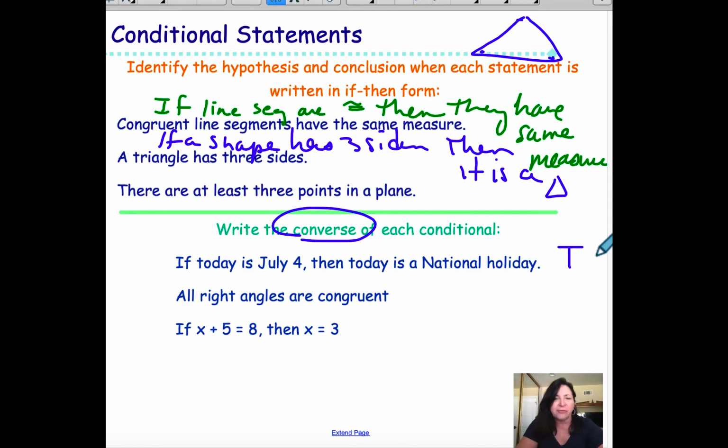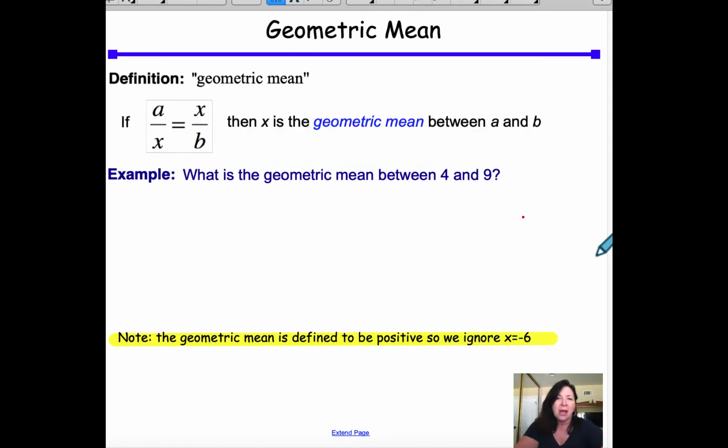If x plus 5 equals 8, then x equals 3. Well, if I flip that around and say, if x equals 3, then x plus 5 equals 8, that does work when I flip it around. So the point of the converse is to take your statement and flip the hypothesis and conclusion.